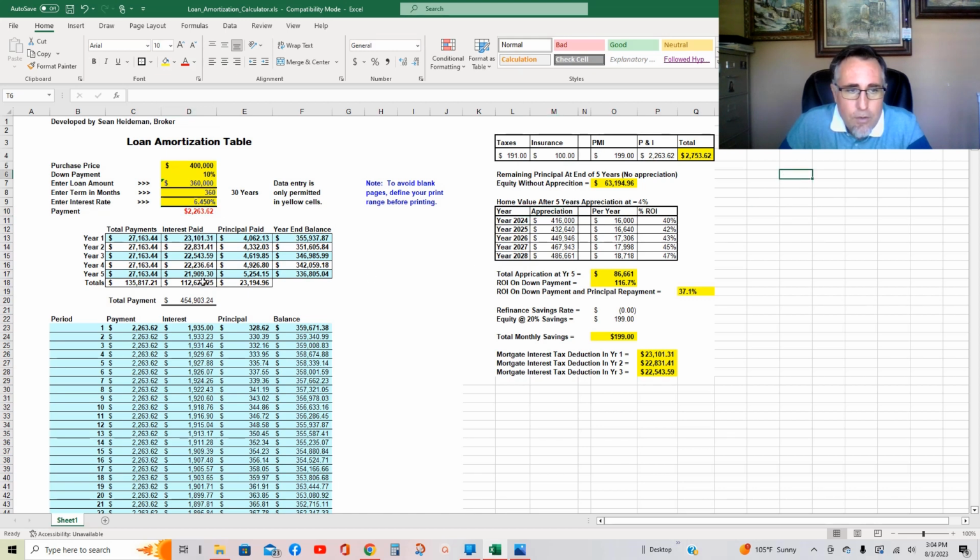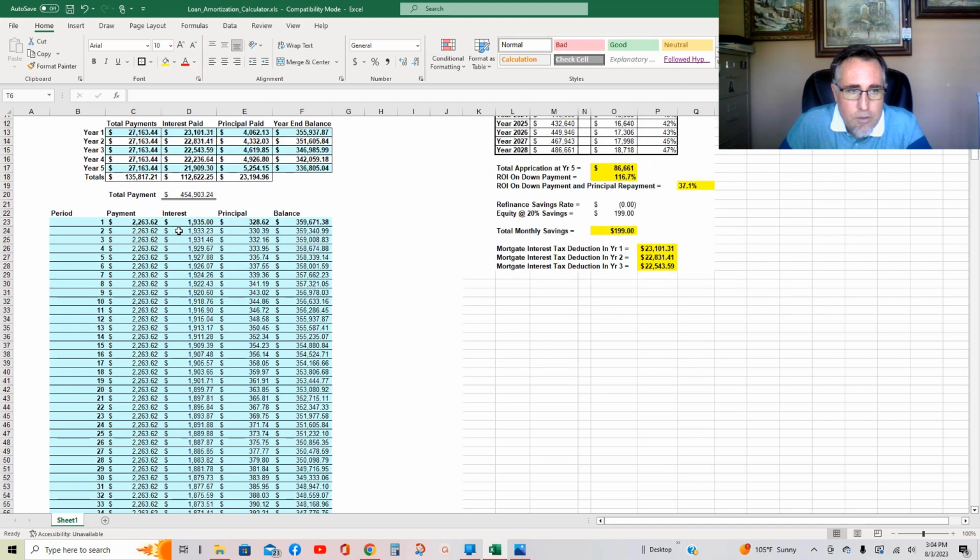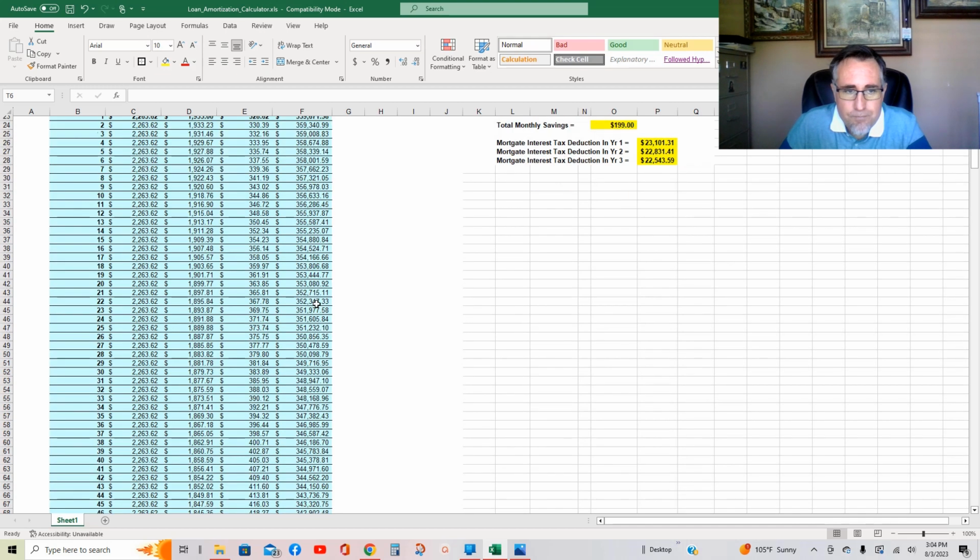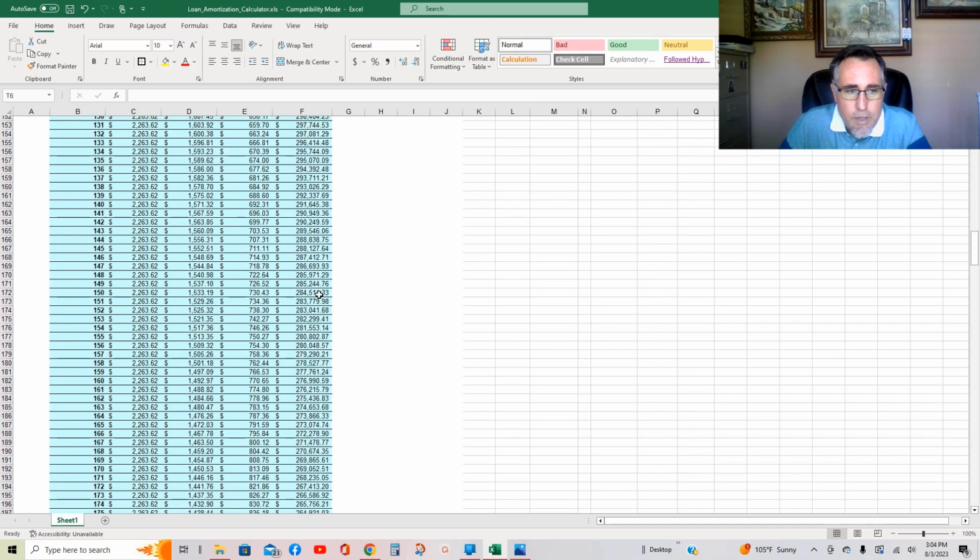So on this side here, I show total payments that you'd pay in interest in the first year, principal payments first year five, and then over here is your amortization schedule. This shows your payment broken out: interest, principal, and then your balance as you pay down the mortgage. So it goes all the way down to 360 payments on the bottom there.